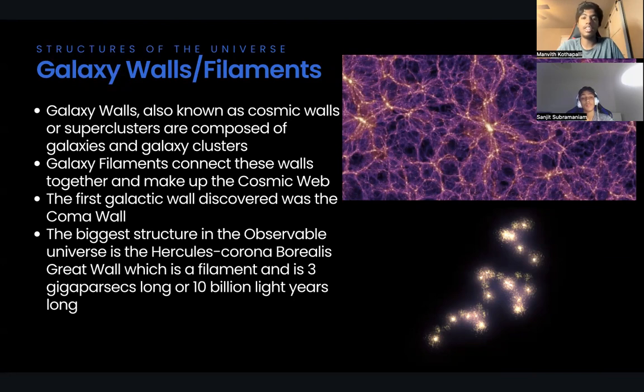There is also a galactic wall behind the Milky Way, which we cannot see that well because of the zone of avoidance. This is a zone which is hard to see since the wall is behind the Milky Way and the Milky Way blocks our view of the wall. The biggest structure in the observable universe is the Hercules-Corona Borealis Great Wall, which is a filament and is 3 gigaparsecs long, or 10 billion light years long.